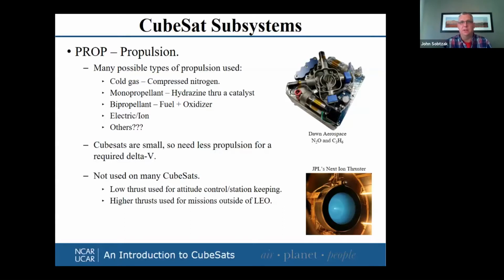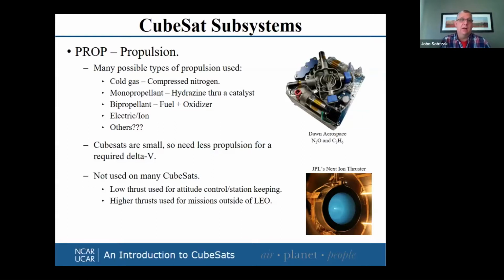For example, the space shuttle used hydrogen and oxygen as its fuel and oxidizer. The thruster there on the right is from Dawn Aerospace. It uses nitrous oxide, and I think it's propene, C3H6.